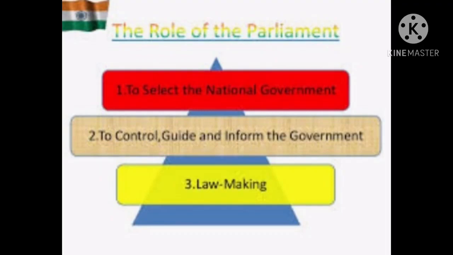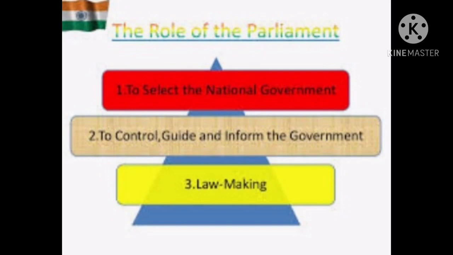But since 1984, no single party has won. But last year, in the 2019 general election, BJP won a full majority of seats. So after that, a single party again formed the government. Okay. So in case a single political party is not getting a majority, obviously what will happen? A coalition government will be formed.